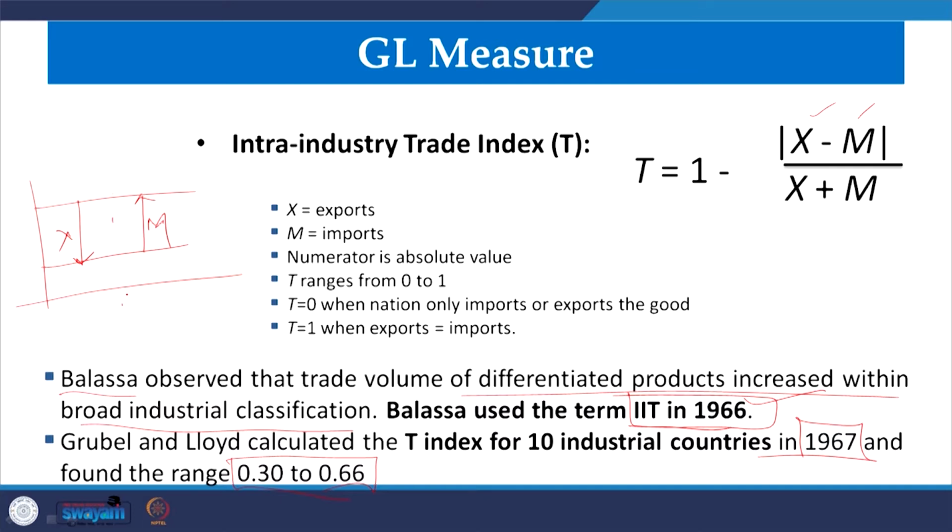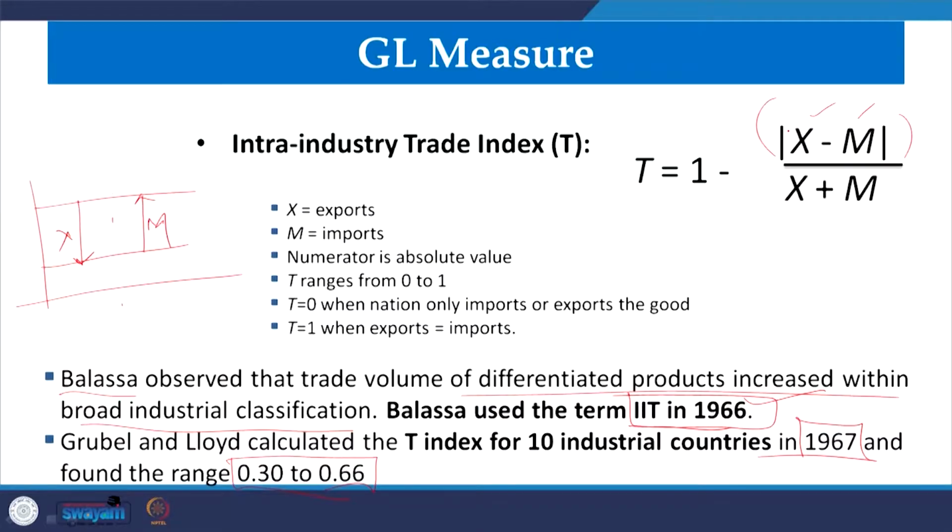Now, here X stands for exports, M stands for imports. Here we are taking the mod value to neutralize the negative component, which states that any sector composed of imports as well as exports, meaning we are re-exporting with the imports as inputs. If it is 100%, for example, if we are exporting as well as importing 100%, that means X is equal to M. So, this boils down to 0.